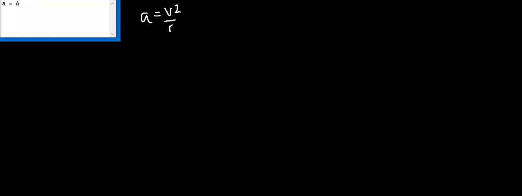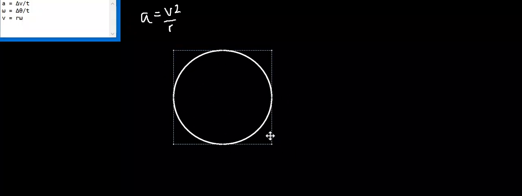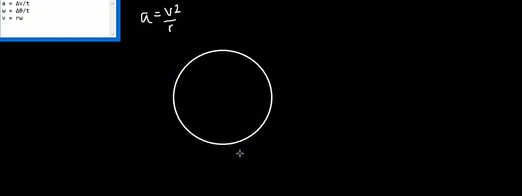The acceleration is equal to the change in velocity over time. I'm sure you already know this. And now the angular velocity, which is radians per second and denoted by lowercase omega, is equal to the change in angle, or delta theta over t, and the velocity is equal to the radius times the angular velocity. So these are the three equations you're going to need to know, and the rest of this process should be a piece of cake. I'll link where I got this method from in the description.